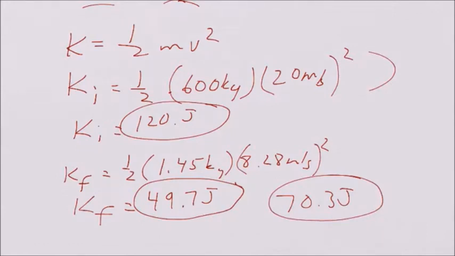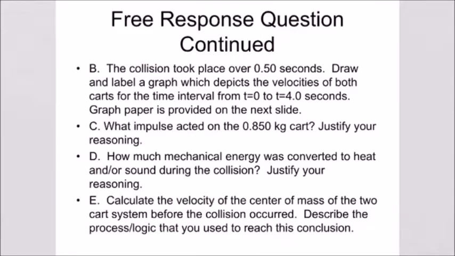Finally, let's look at part E. Calculate the velocity of the center of mass of the two-cart system before the collision occurred. Describe the process logic that you used to reach this conclusion. The center of mass and momentum problems have shown up a lot on the AP exam the last couple of years. What you've got to realize is that during a collision, the mass doesn't change. So the mass before is equal to the mass after.